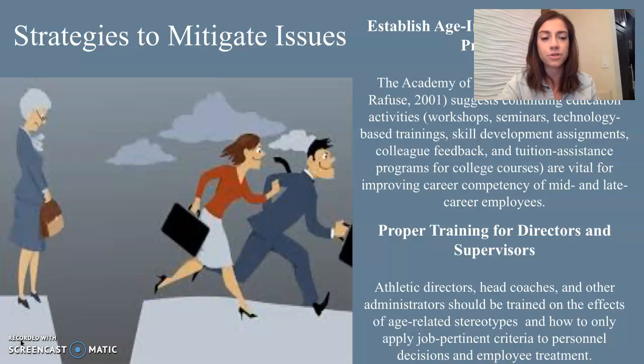In addition, proper training for directors and supervisors could help mitigate these issues. Athletic directors especially, but even head coaches and administrators should be trained on the effects of age-related stereotypes, and they should be coached on how to only apply job-pertinent criteria to personnel decisions and employee treatment.